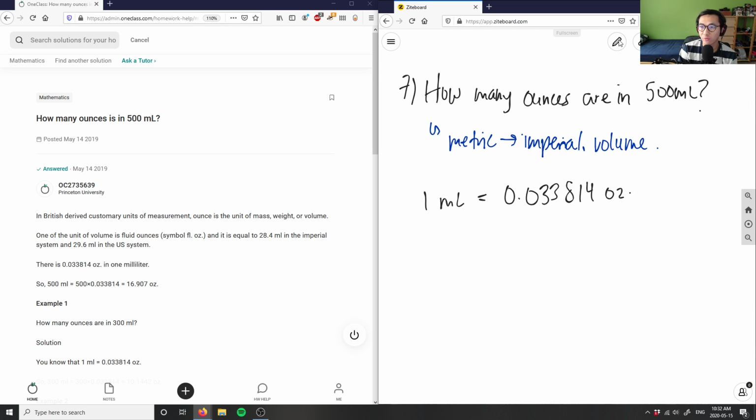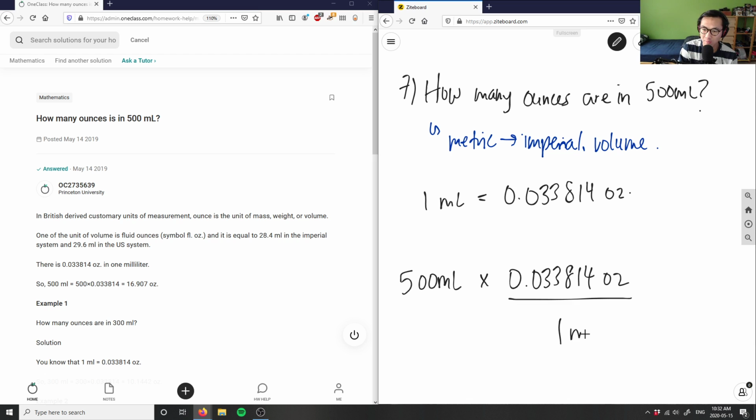So in order for me to convert 500, I'm going to have to use some unit analysis, right? So if I have 500 milliliters, I'm going to multiply that by, again, 0.033814 ounces per milliliter, and I wanted to get ounces as my units. So I'm going to put here 0.033814 ounces in 1 milliliter. And this here will give me my ounces, right? Because my milliliters here cancel out. This here would equal ounces, right?